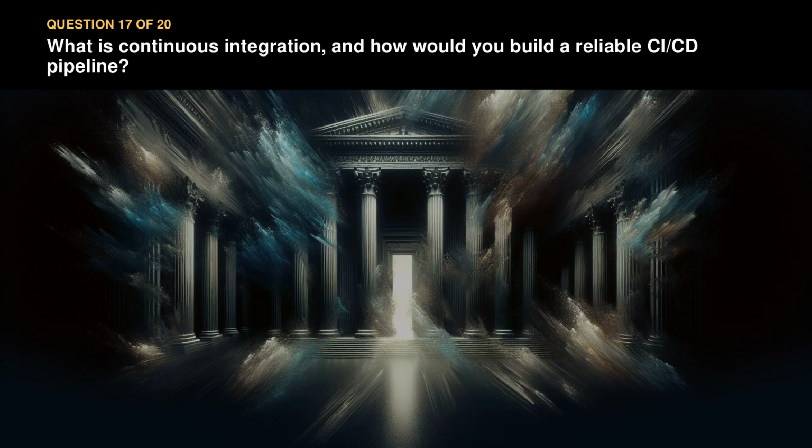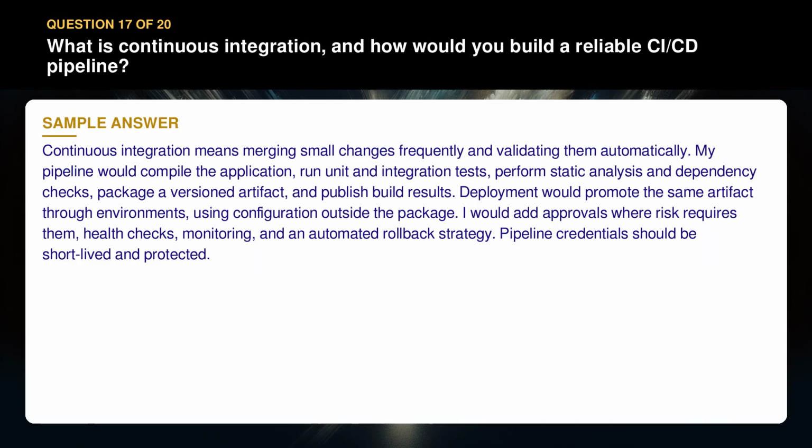Question 17. What is continuous integration, and how would you build a reliable CI/CD pipeline? Continuous integration means merging small changes frequently and validating them automatically. My pipeline would compile the application, run unit and integration tests, perform static analysis and dependency checks, package a versioned artifact, and publish build results.